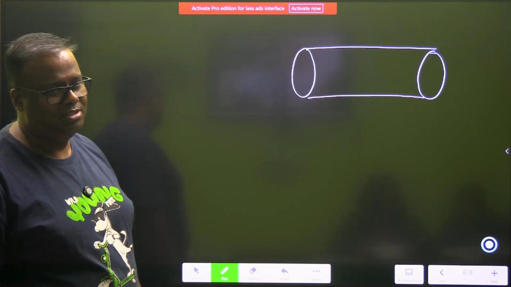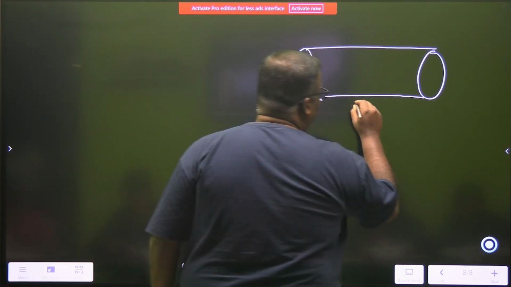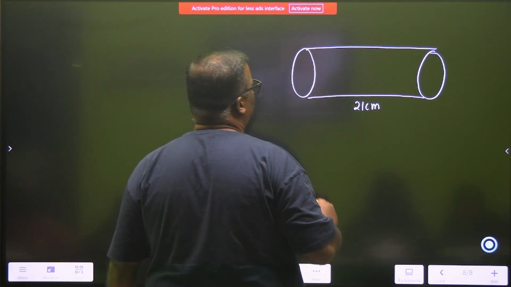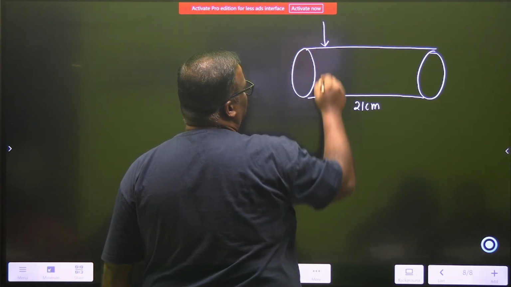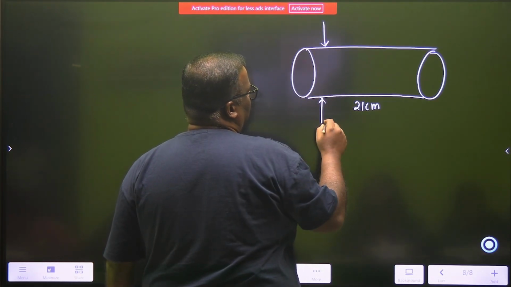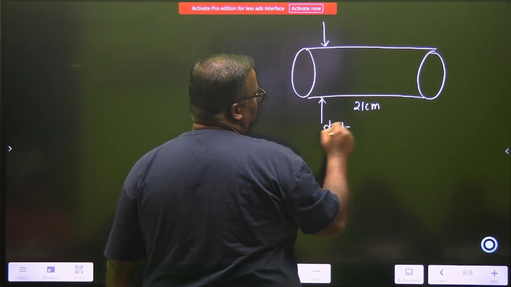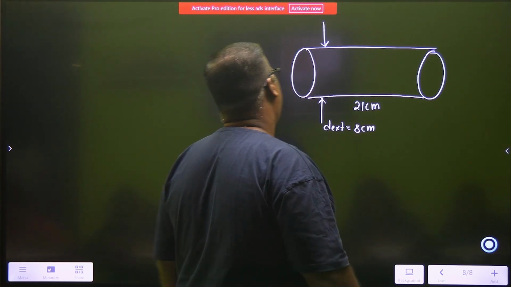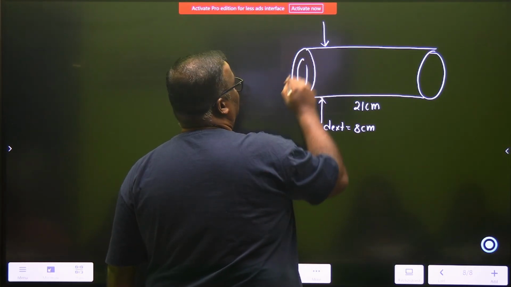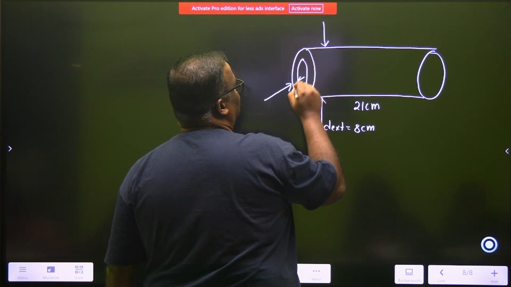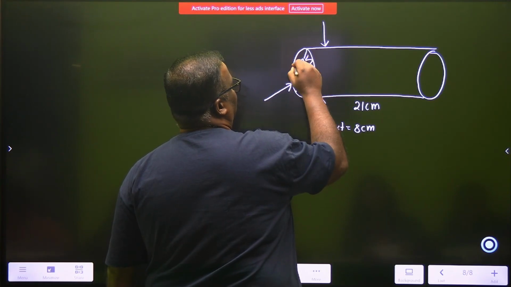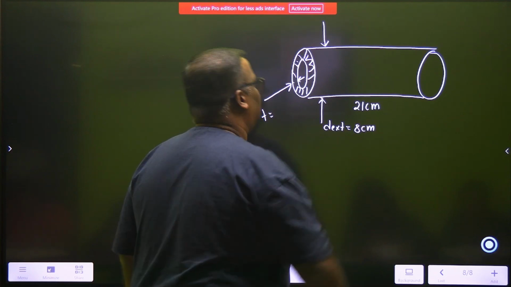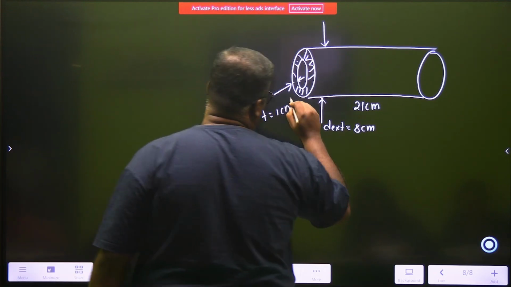Okay, an iron pipe. It's 21 centimeters long, and the external diameter. Oh, there is a thickness involved. Okay, external diameter is equal to 8 centimeters. Thickness of the pipe is 1 centimeter. Oh, very interesting. Thickness problems are really interesting. This is the thickness. The pipe is a hollow pipe. So thickness is equal to 1 centimeter. Find the volume of the internal one.